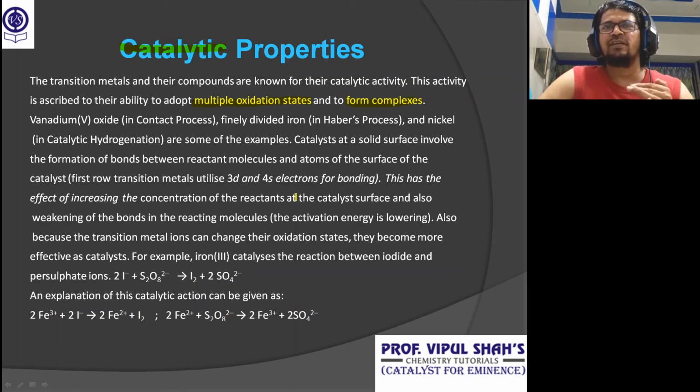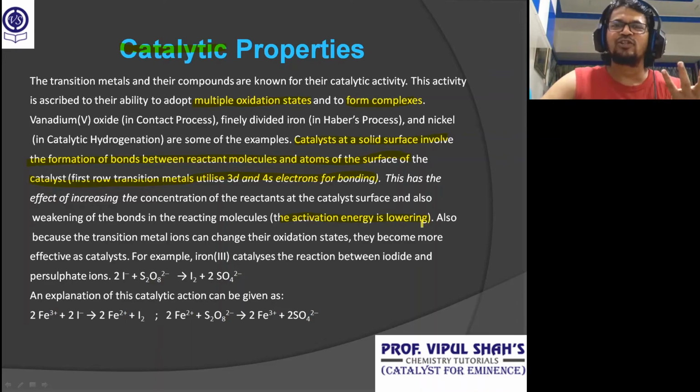That's why people, on the surface, because it's adsorption basically. So these metals used as catalyst have good catalytic activity on the surface. How? Just see this part. I'm just reading the slide: catalyst at the solid surface involves the formation of bonds between the reactants and the atoms on the surface of the catalyst by utilizing its 3d and 4s electrons for bonding. This is the bonds between the adsorbate and the adsorbent. Alright, chemical adsorption, so it's like covalent bonds. This has the effect of increasing the concentration of reactants at the catalyst surface and weakening the bonds of the reacting molecules. The activation energy is lowered.